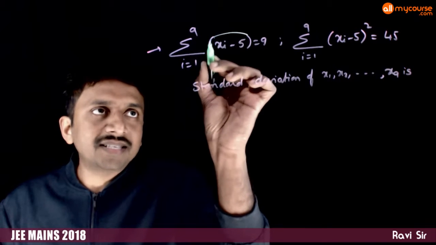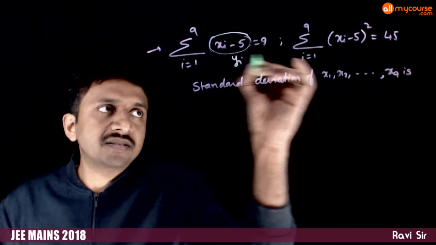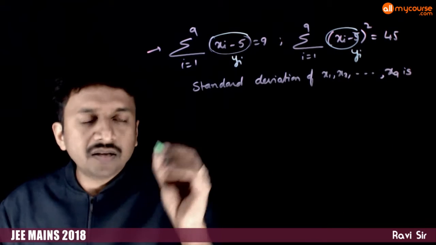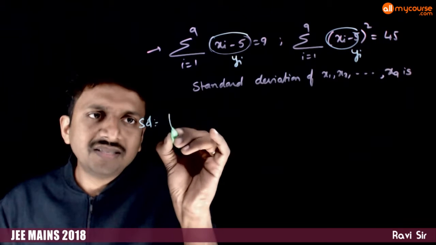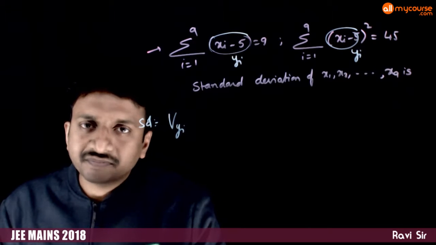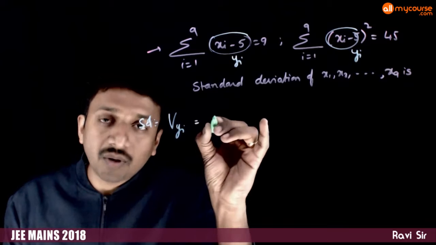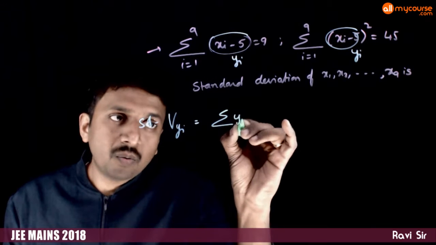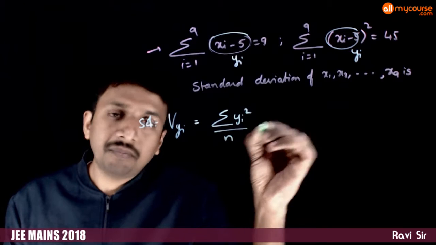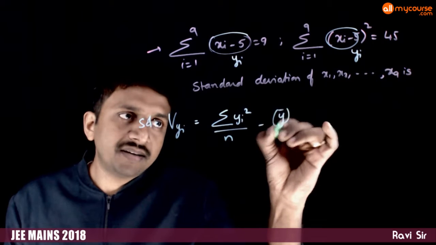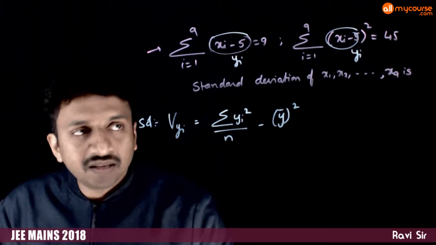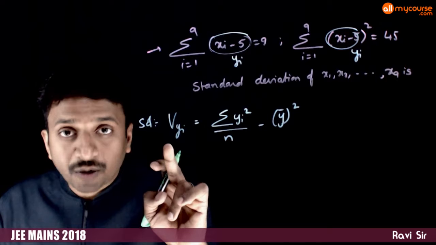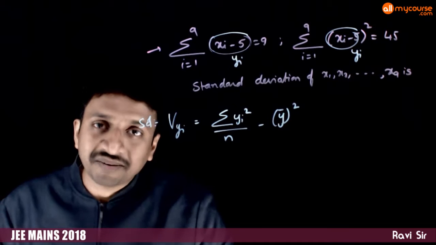So let us consider xi minus 5 as yi. So, what is the variance of yi? Variance is equal to, what is the formula for variance? Sigma yi square by n minus y bar square. Sigma yi square by n minus y bar square is the formula for variance of yi.